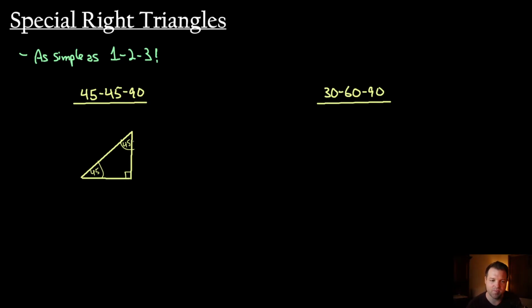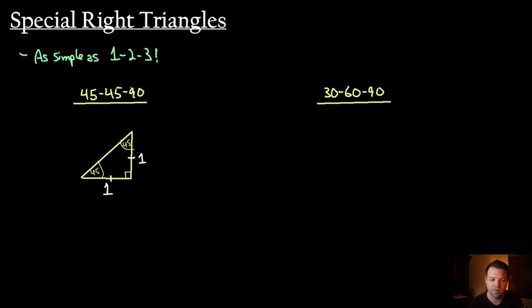I always start in the same spot, whether it's a 45, 45, 90 or a 30, 60, 90, and it's with the 1 in this 1, 2, and 3. Basically, the smallest or the shortest leg always gets a value of 1, always. So I'm just going to label this as 1. And you might already see that with a 45, 45, 90, these two legs are equivalent. So if this leg is 1, then this leg is 1 as well, because they're both the shortest leg. They are equivalent.